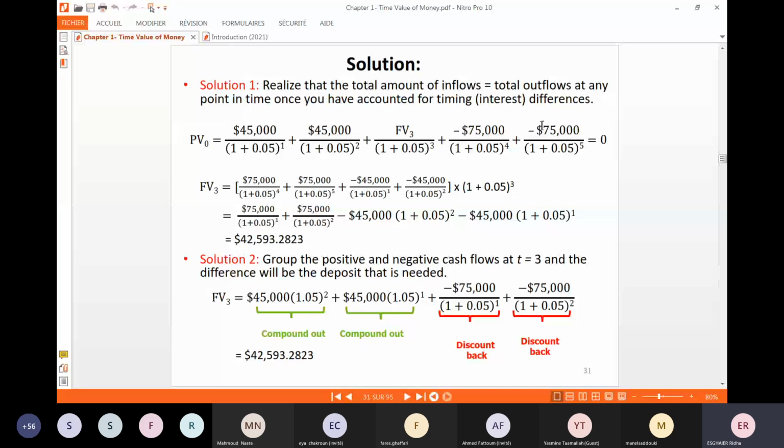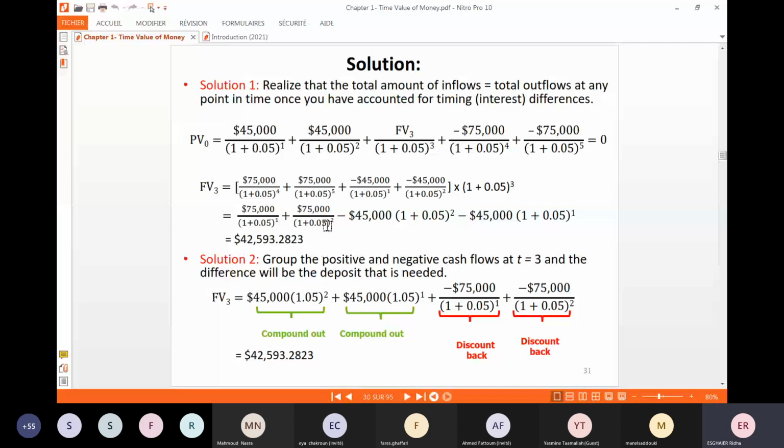So here, to compute future value 3, we simply take the 75 and the minus 75 on the other side of the equation. They will become positive. And the 45 on the other side of the equation will become negative. Then, to eliminate the 1 plus 5% power 3, we multiply the obtained amount by 1 plus 5% power 3. You will get future value 3, $42,593.28.